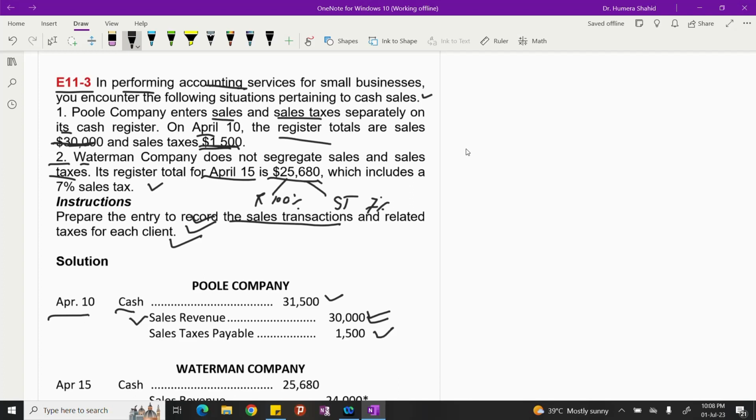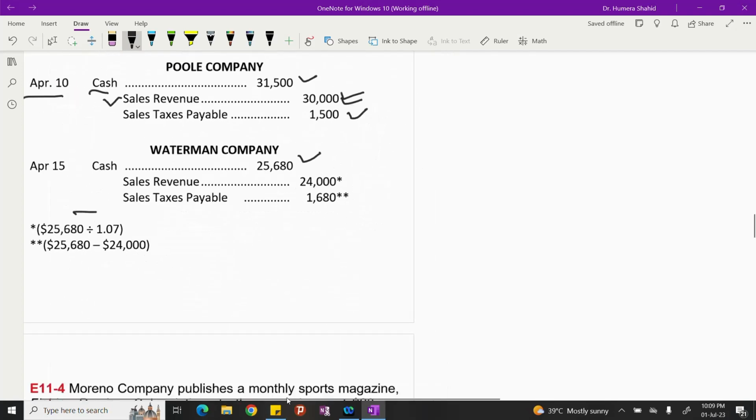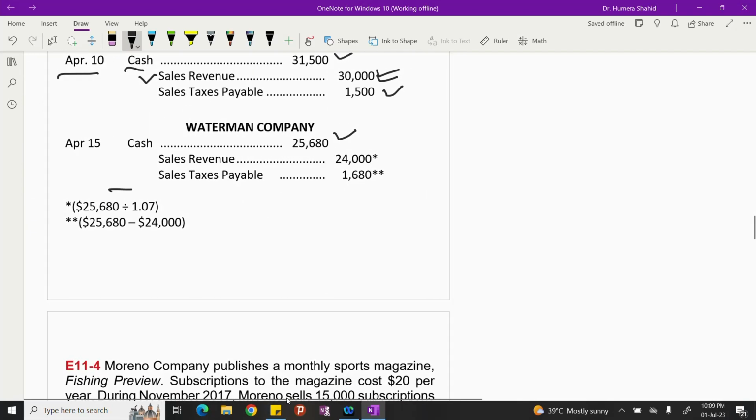For Waterman Company, 25,680 was the total for the cash register. Okay, so cash gets debit 25,680, but this cash amount includes 100% of sales revenue and 7% of sales tax, right? So let's segregate. How will we be segregating?